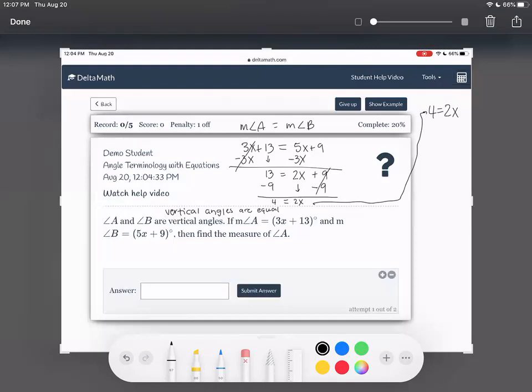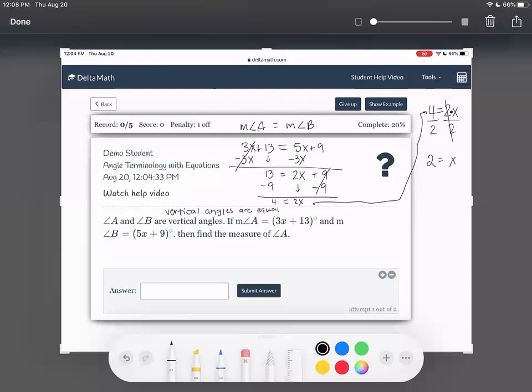Okay. So this x is being multiplied by 2. So what should we do to get rid of that? What's the opposite of multiplying? Dividing. Good. So we divide by 2, because this is 2 multiplied by x. To get rid of it, you divide by 2. So they cancel out. So 4 divided by 2 gives us 2 equals x.